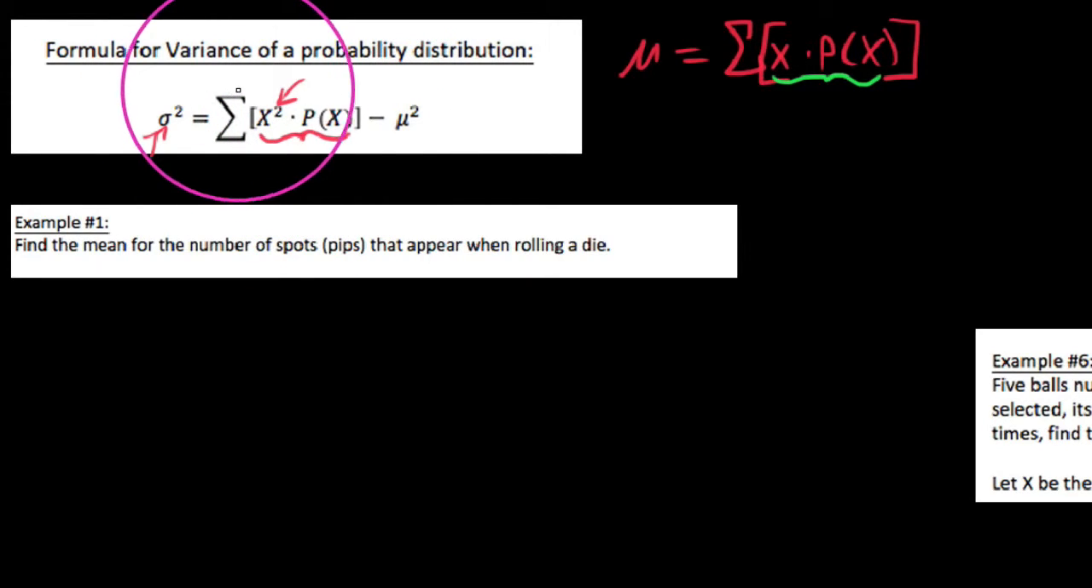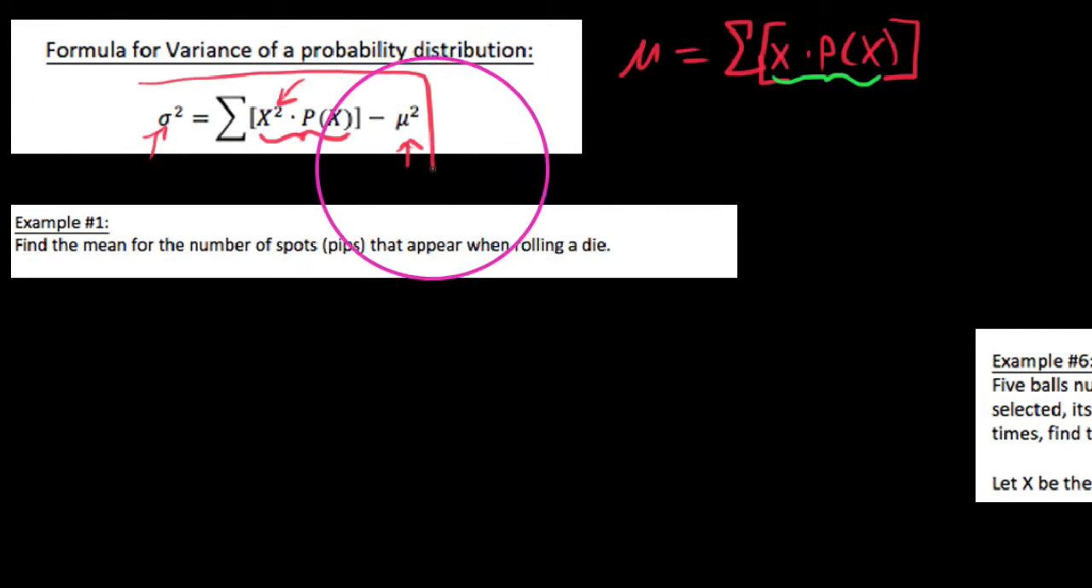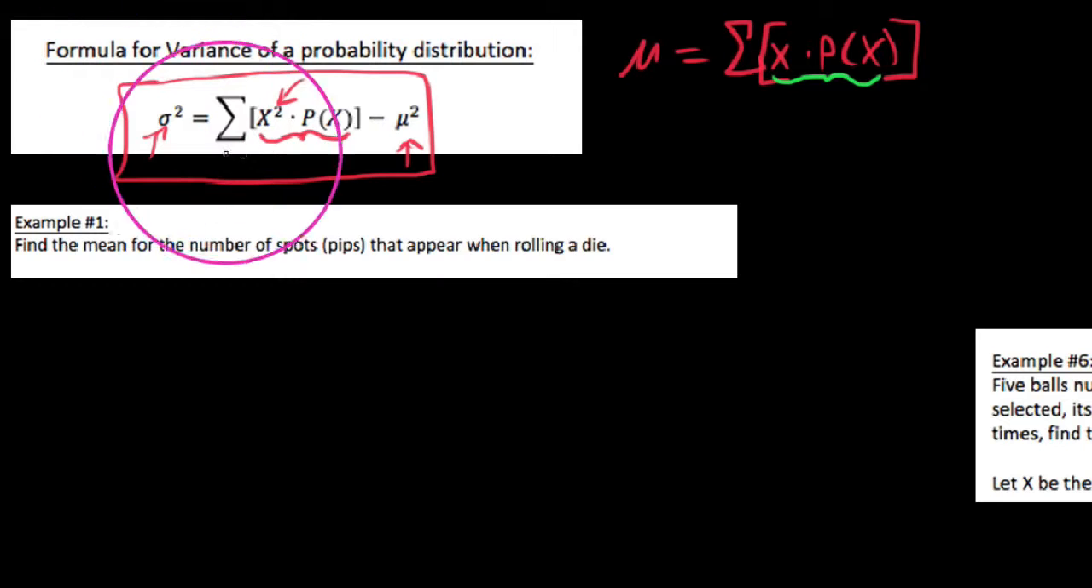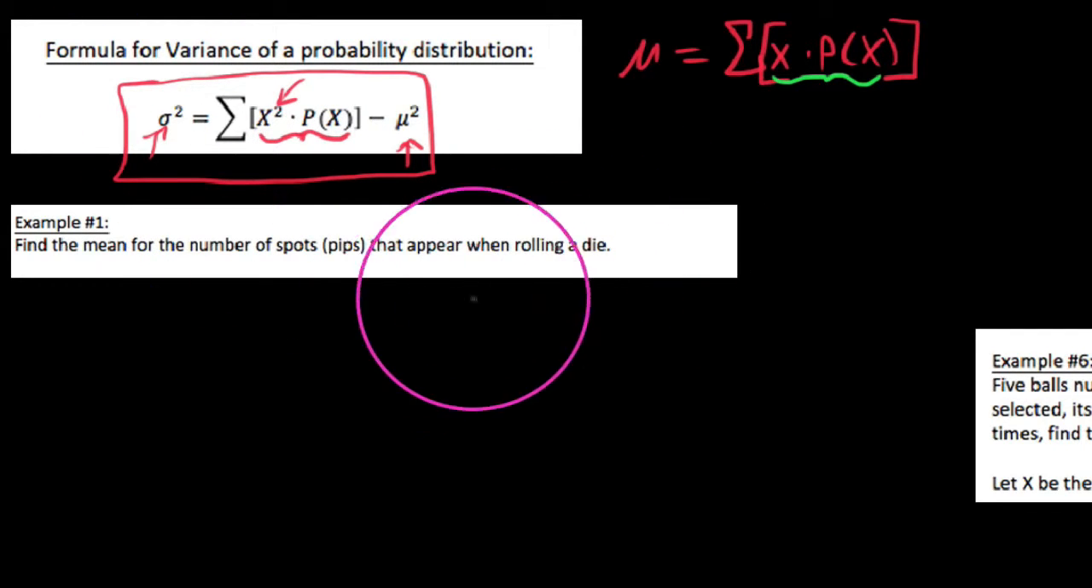But once we're done summing those, okay, that means sum this first, we're going to subtract off the square of our mean. Okay, so we're going to have to know the mean to do this as well. But this is the formula for the variance of a probability distribution. So let's go ahead and take a look at a couple of examples where this applies.